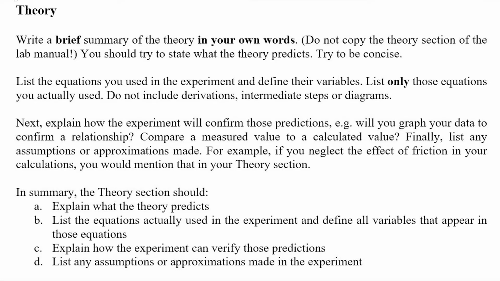So again, in summary, for your theory section, you should explain what the theory predicts. You should list all the equations that you actually used and define their variables. You should explain how the experiment is going to verify the theory's predictions. And finally, you should list any assumptions or approximations that you made in this experiment.